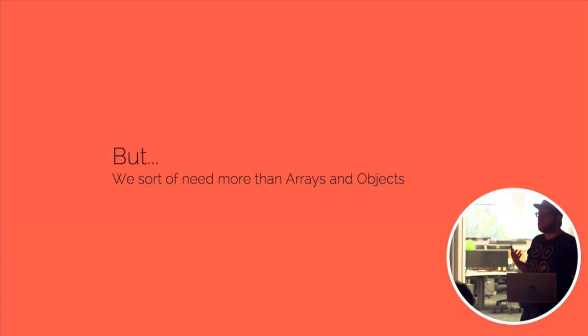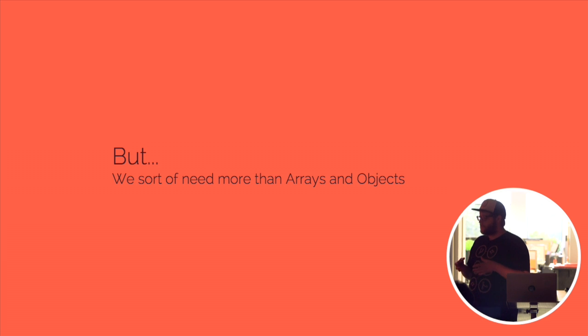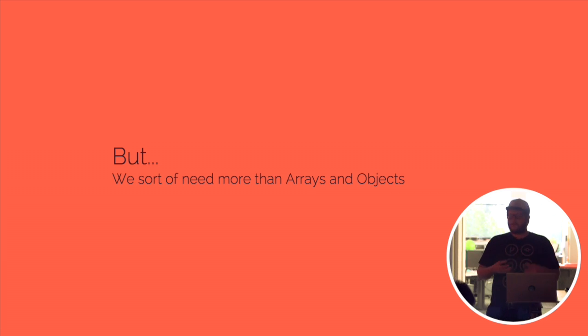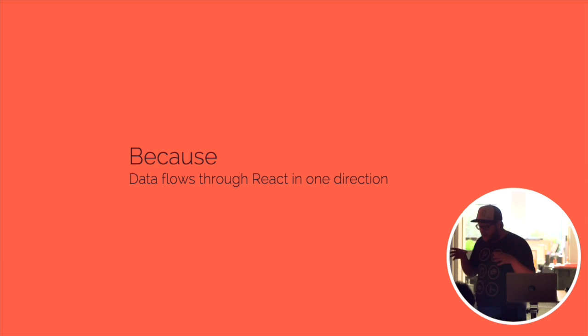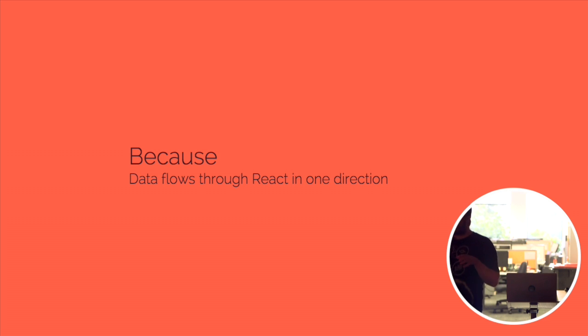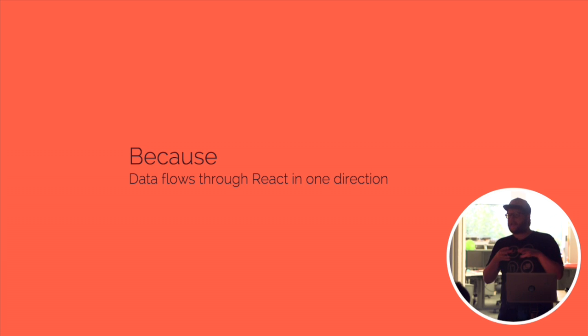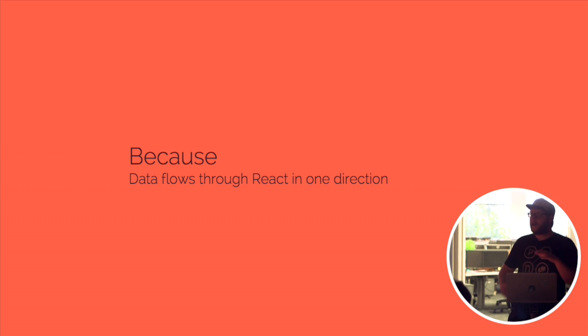But we sort of need more than arrays and objects. Not that arrays and objects don't represent our data fine passing through the app, but we need better ways of passing them around, because data flows through React in one direction. The actual React structure is a directed acyclical graph. So the data comes in and trickles down and never loops back on itself. The data can only go in one direction. So we need tools and ways of getting that information back up to parent nodes and spread out through the app, or get the information to where we actually need it.